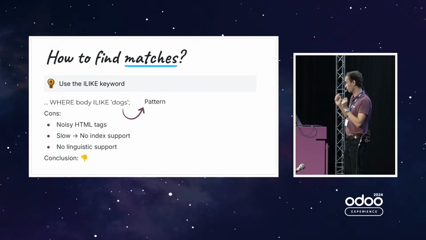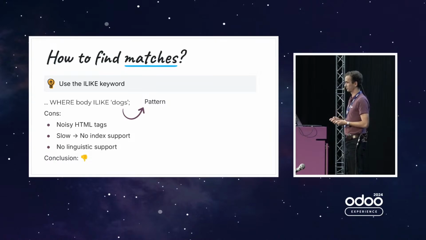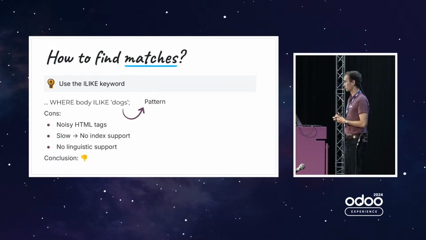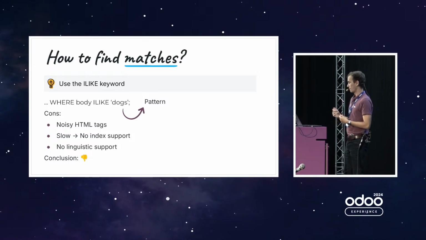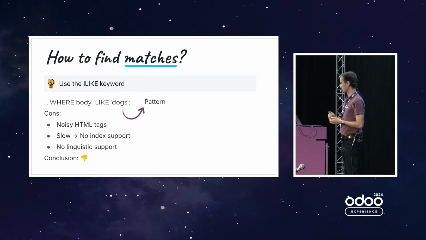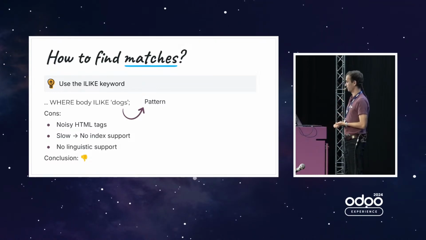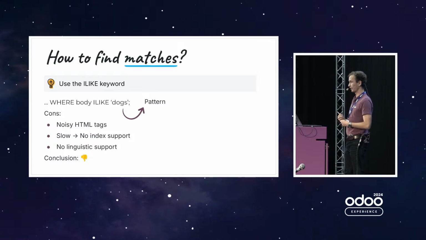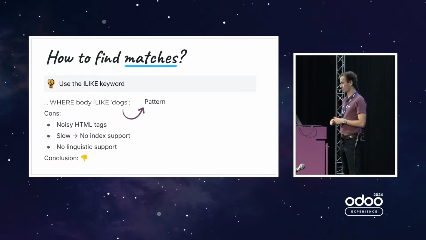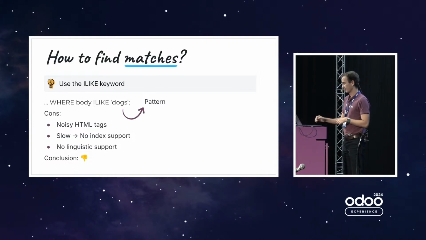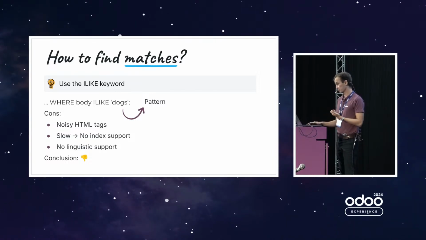But there are a few caveats about it. The first one is that you can have HTML tags that are encoded in your string, so it will add some noise to the output result. And also it can be really slow, because according to the documentation of PostgreSQL, there is no index support for the ILIKE keyword. And also you don't have advanced things such as linguistic support. And so the conclusion is it's not really good.